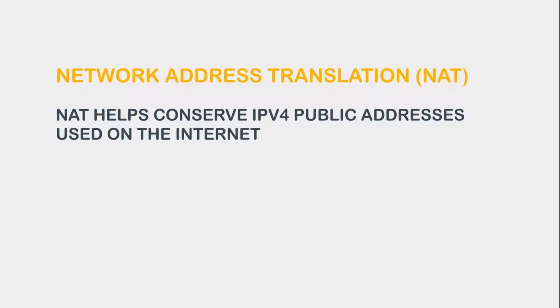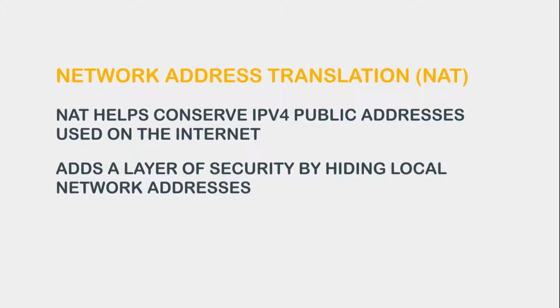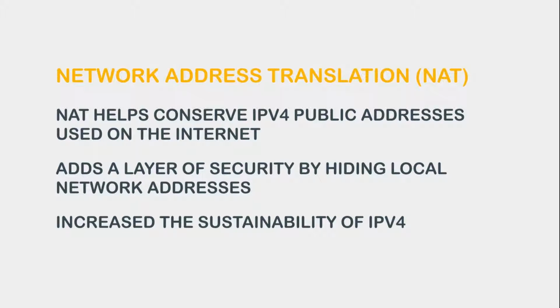The purpose of network address translation, also known as NAT, can be summarized in 3 key points. NAT helps conserve IPv4 public addresses used on the internet, adds a layer of security by hiding local network addresses, and increases the sustainability of IPv4.